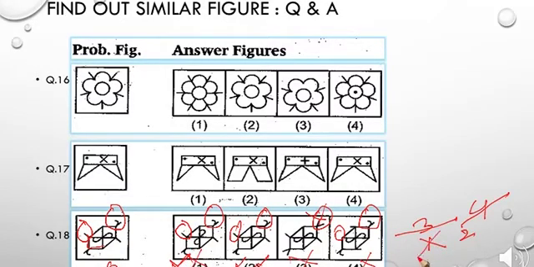Now we are left with only one option, option 2. This is going to be the answer. Just for the sake of confirmation, we can check this S looking like design here is exactly same, so confirm that option number 2 is the only answer.